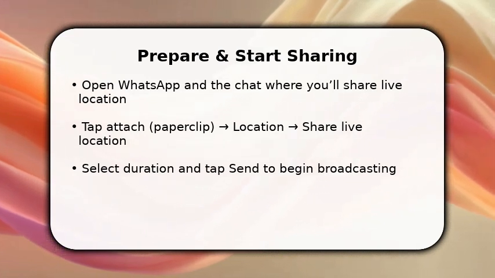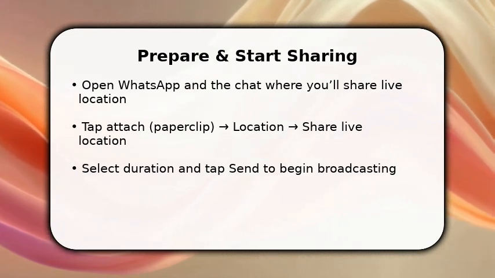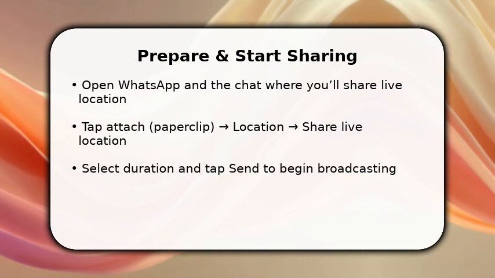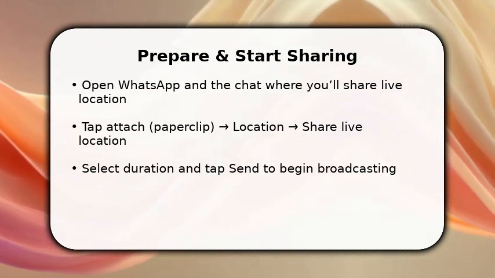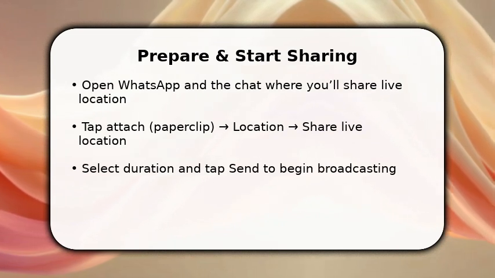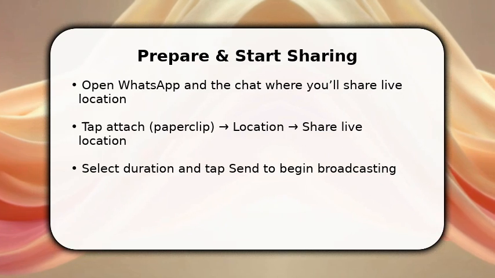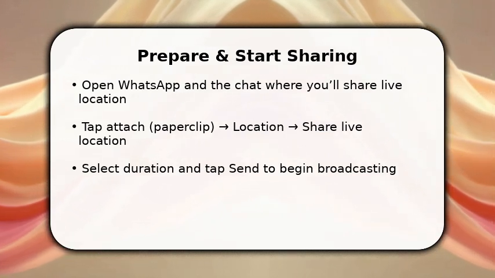Make sure location services are enabled and WhatsApp has permission to use precise location. Otherwise, the live feed won't update. Once you've sent it, you'll see a live location card in the chat showing remaining time. Now that sharing is active, move to the next steps to adjust or effectively change the reported time window.